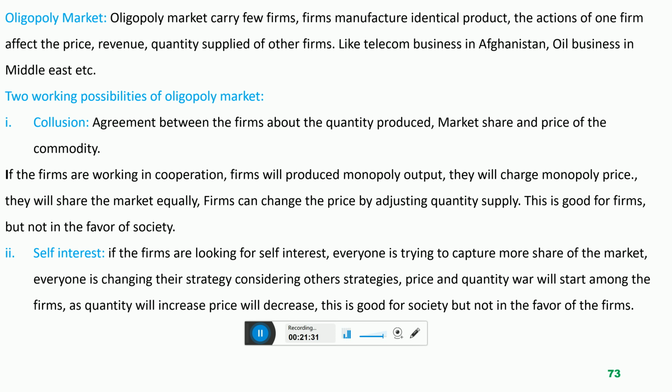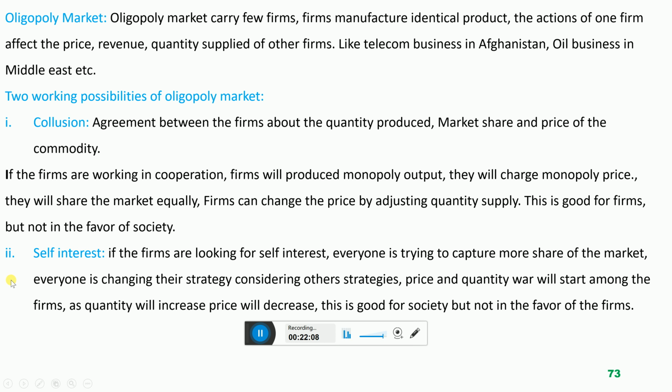So it means that the oligopoly market works in two different ways. One is cooperation, collusion or cartel. What is a cartel? Cartel means a number of companies working in agreement, 3, 4 or 5 companies. That is called a cartel. And collusion means agreement about the quantity produced, the price, and the market share. That we will equally divide the market and we will create monopoly. So under collusion, the company has the power to increase or decrease the price.